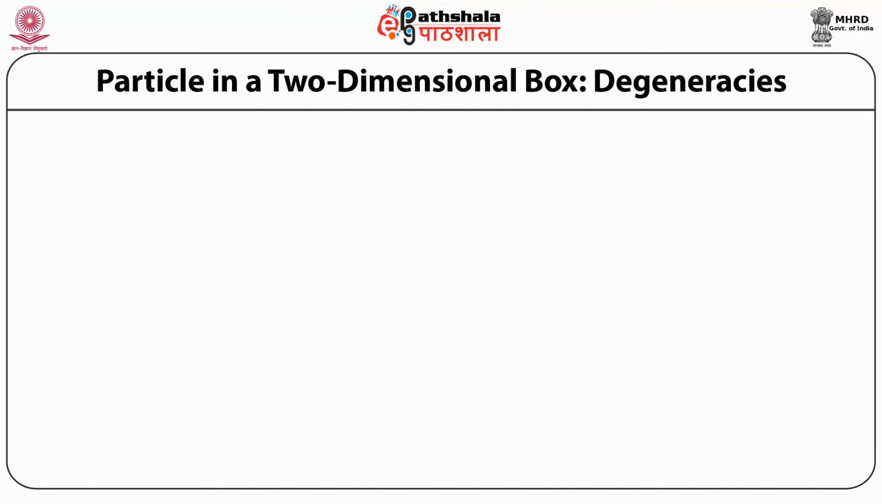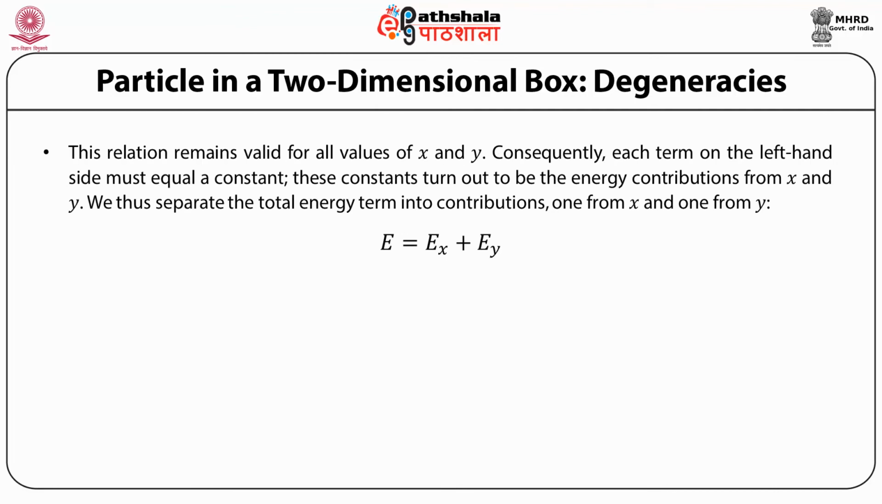So now this relation remains valid for all the values of x and y. Consequently, each term on the left hand side must equal a constant. These constants turn out to be the energy contributions from x and y. So we can write E equal to Ex plus Ey.